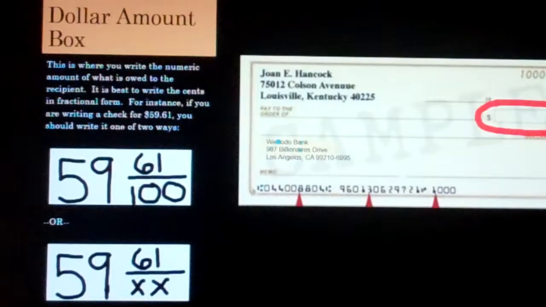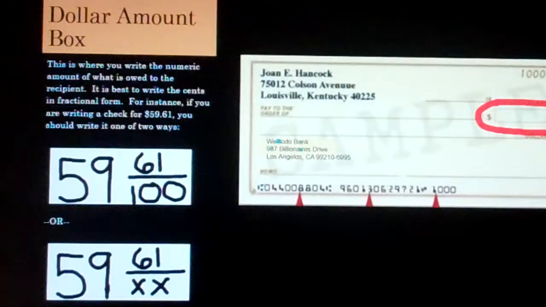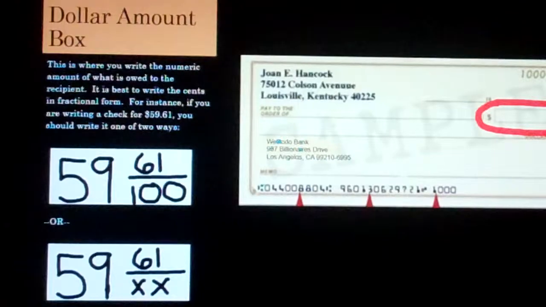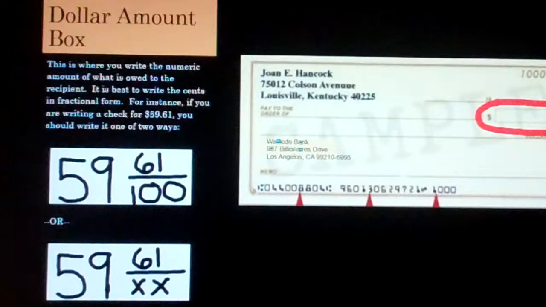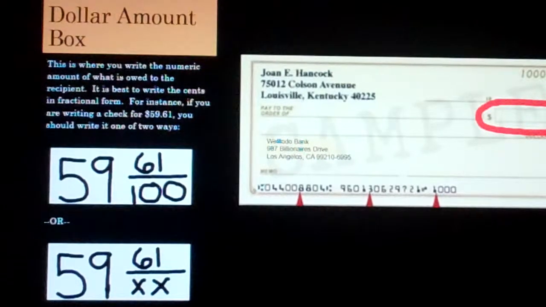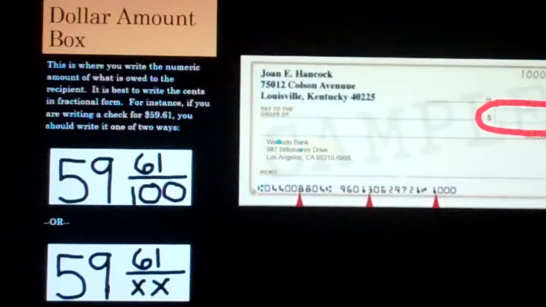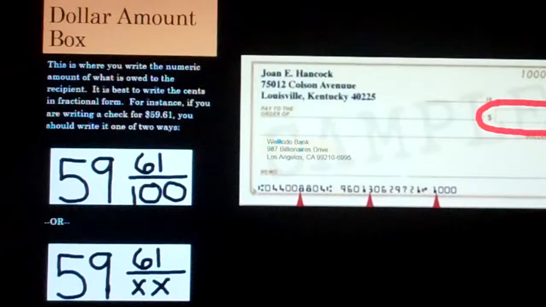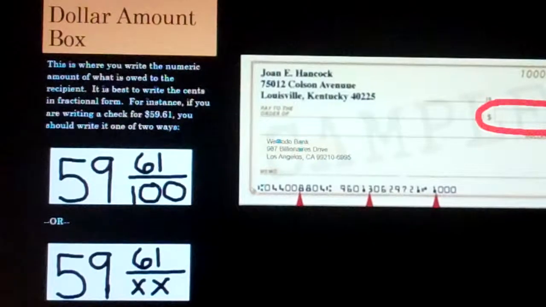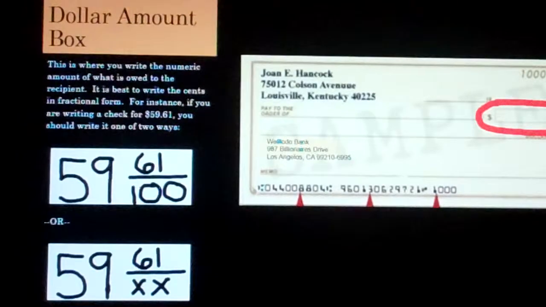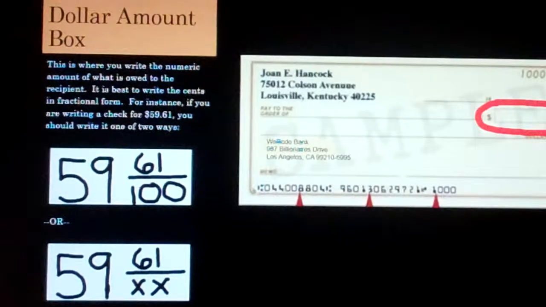Dollar amount box. This is where you write the numeric amount of what is owed to the recipient. It is best to write the cents in fractional form. For instance, if you are writing a check for $59.61, you should write it in one of two ways: 59 with 61 over 100, or 59 with 61 over XX.